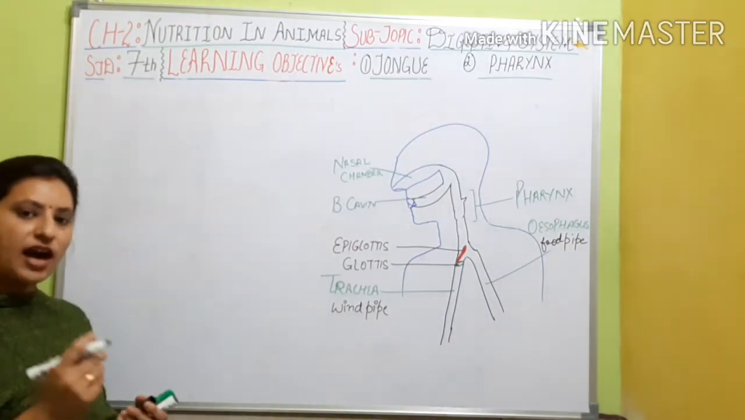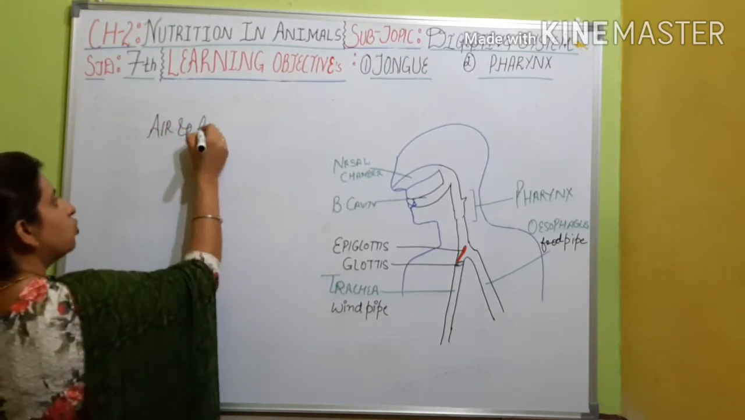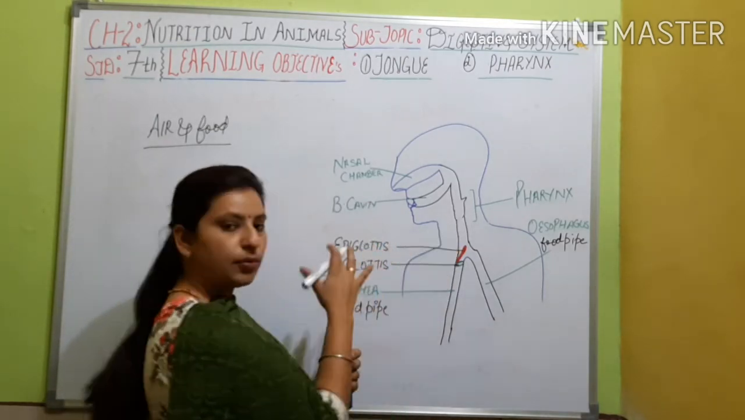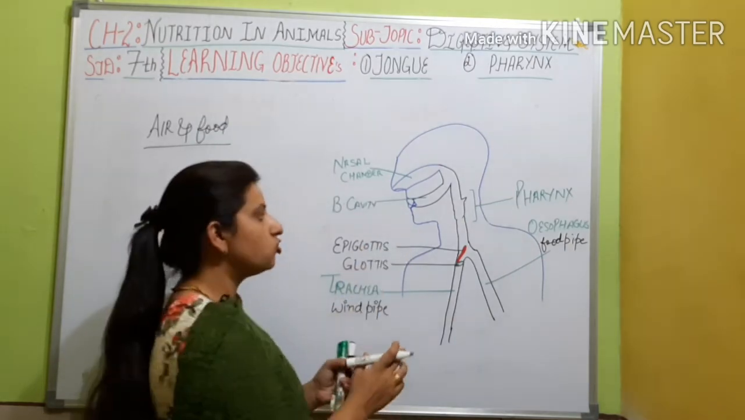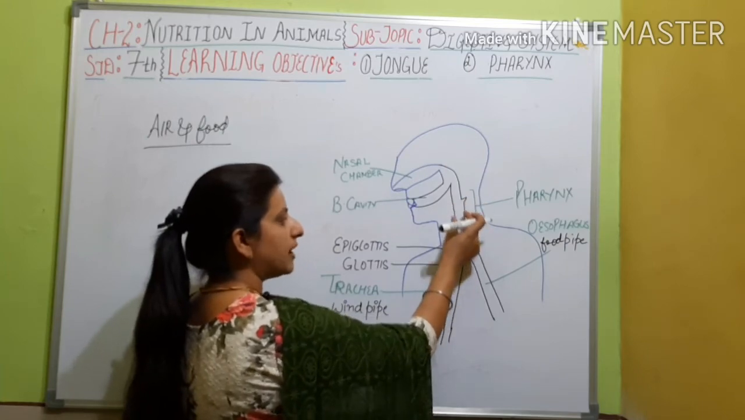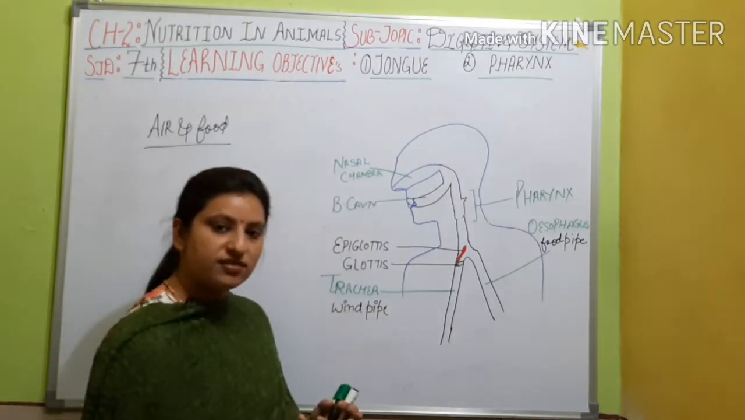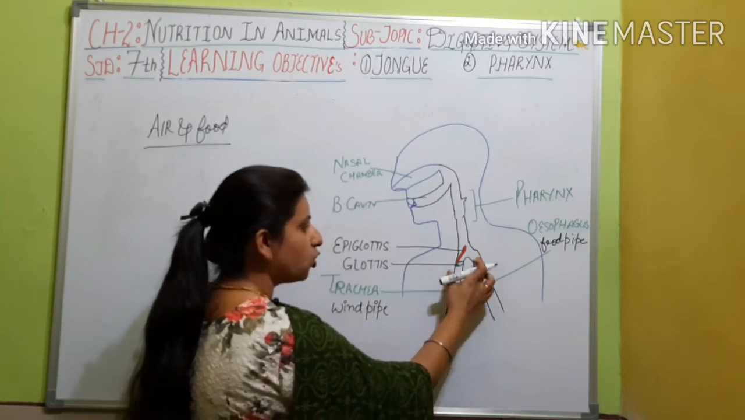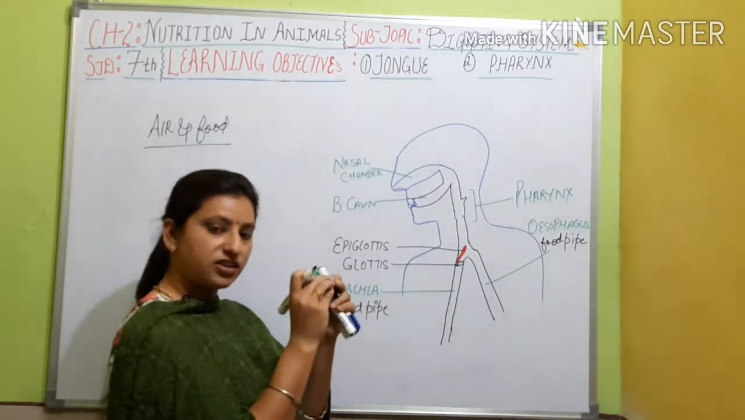The function of the pharynx is to carry air and food, both. Air is coming from the nasal chamber and the food we are eating comes from the buccal cavity. So both food and air go through this common passage, and that is called the pharynx. Now what will happen? When we are eating food, both the passages are very close to each other, and they are attached to one common attachment.